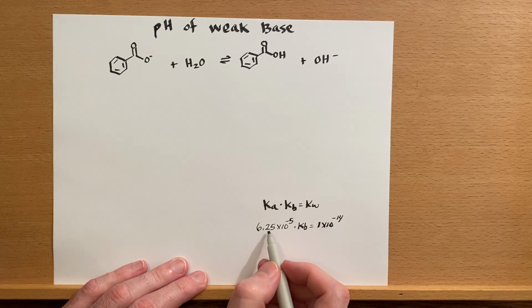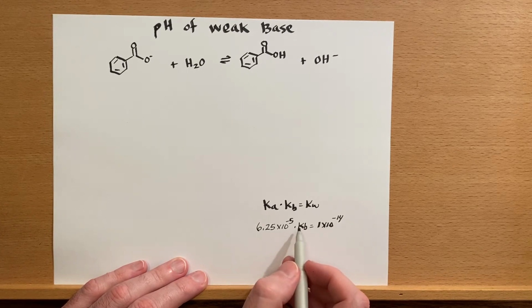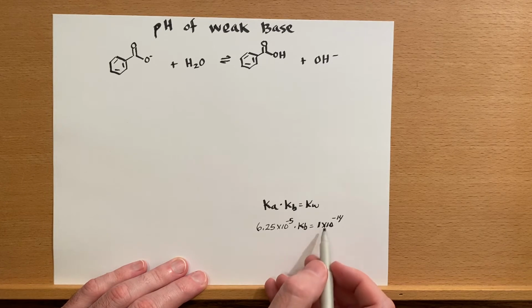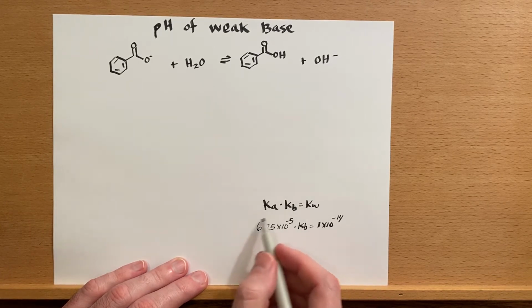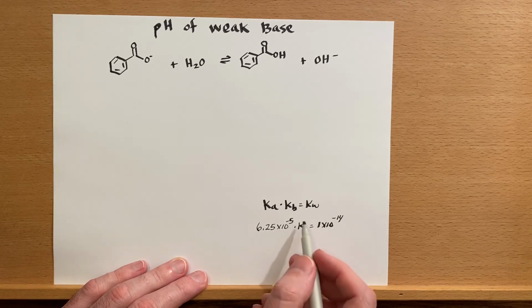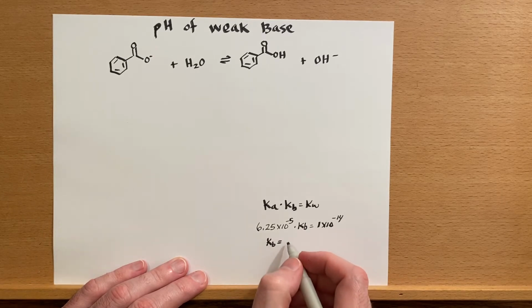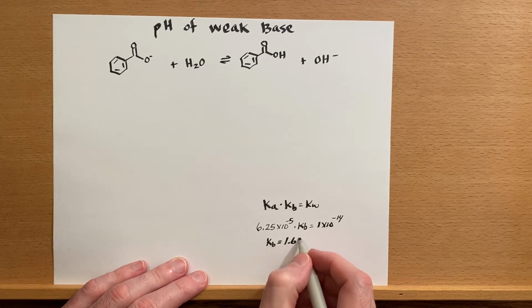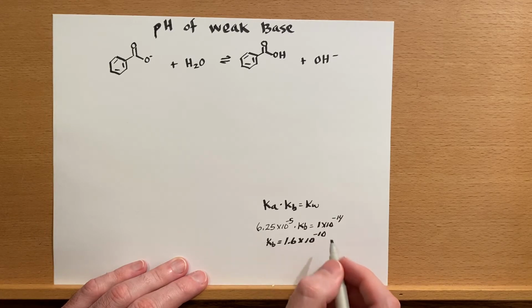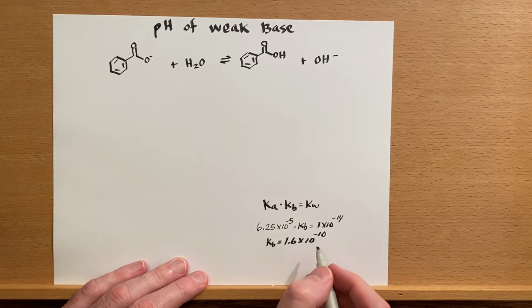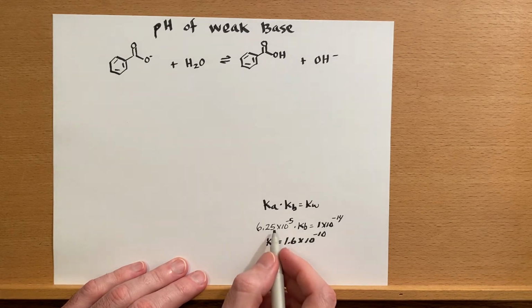So I've got 6.25 times 10 to the minus 5 times Kb equals Kw, which is 1 times 10 to the minus 14. So I'm going to divide both sides by 6.25 times 10 to the minus 5, and that will give me Kb. So Kb equals, in this case, 1.6 times 10 to the minus 10, which is a very small K. It's much smaller than our Ka.